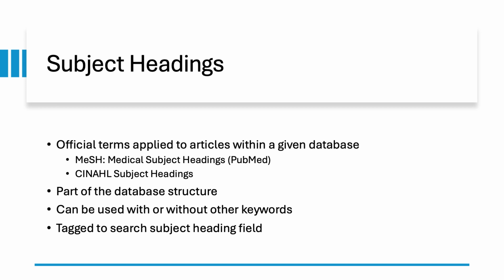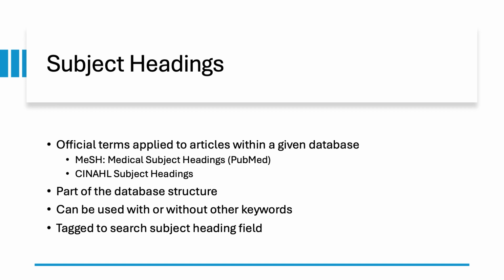So if we know that the term used is breastfeeding, we can look for breastfeeding in the subject headings field of the article, so that we pull up all of the articles where it has been determined by the indexers of that database, the people working there, that this article is about breastfeeding. It doesn't just mention it, it doesn't just use the word, but it really is the subject, at least to some extent, of the article.